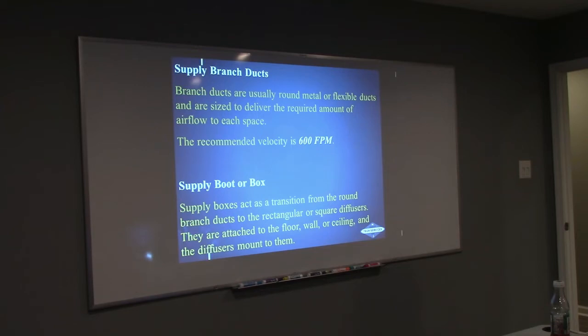Tie an 8-inch duct onto an 8 by 8 can, and what's going to happen to the speed of that air? It's going to stay at that. It becomes a jet diffuser. It stays at 600 to 700 feet per minute. Does everybody see that? Yes. Okay, cool.